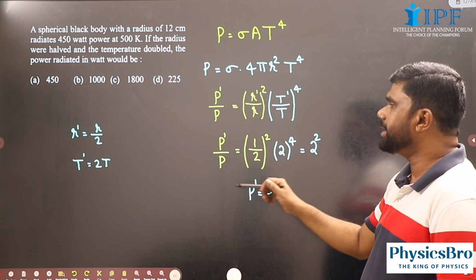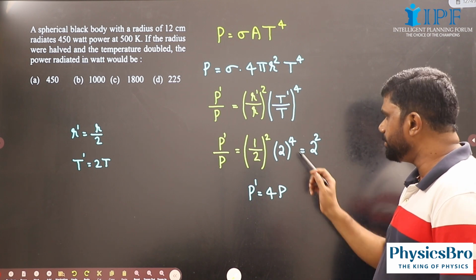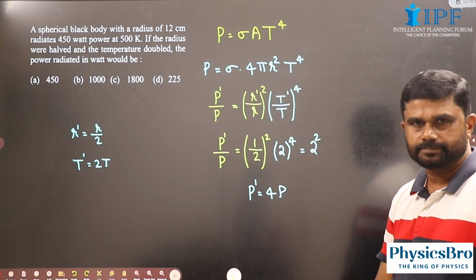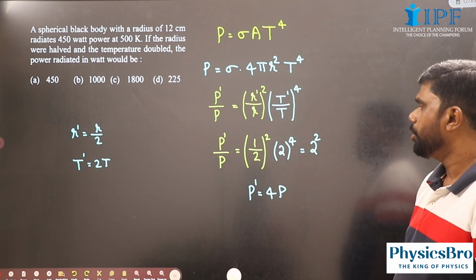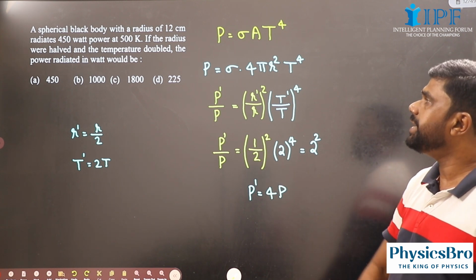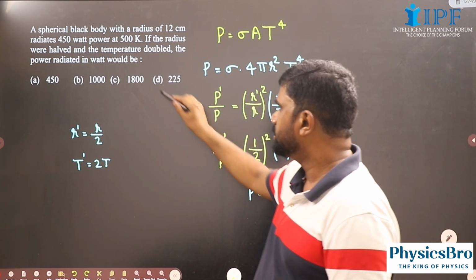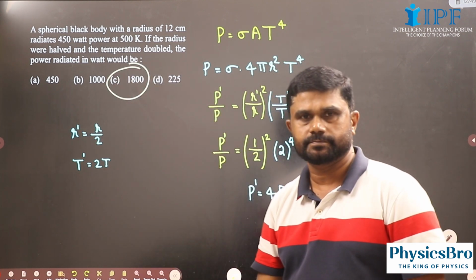So r dash by r will be 1 by 2 whole square, and T dash by T will be 2 whole raised to 4. So this will be 2 square, or we will get P dash equal to 4P. P is 450 watts, so 4 into 450 will be 1800 watts.